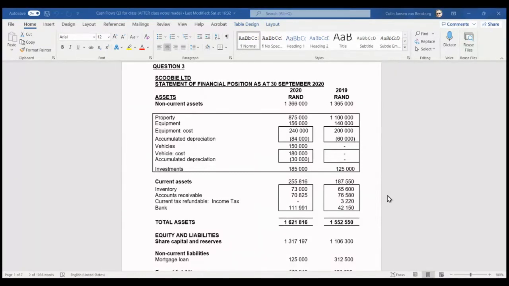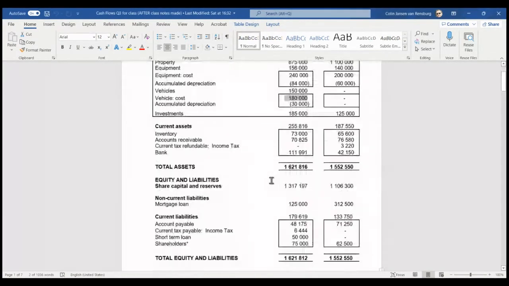180,000. Thank you, Siulise. Thank you, Asemasle. Correct, 180,000. So simply now we can transfer that over to our statement of cash flow. So let us do that.